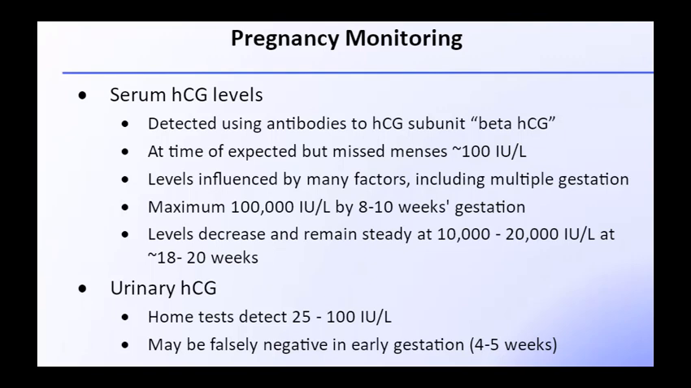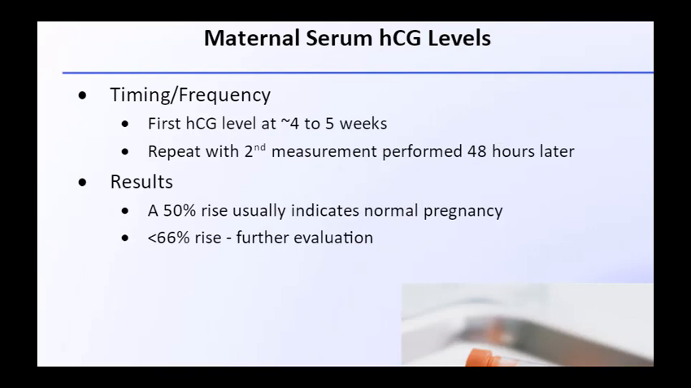Various methods are used to measure serum HCG levels, and these tests may detect levels as low as 25 international units per liter. Home urinary HCG tests are variable and detect HCG levels of 25 to 100 international units per liter, and thus may be falsely negative when used in the 4th and 5th gestational weeks, when levels may be below the detectable range. To evaluate early pregnancy, the first HCG level is commonly drawn at the time of an expected but missed menses at about 4 to 5 weeks gestation.